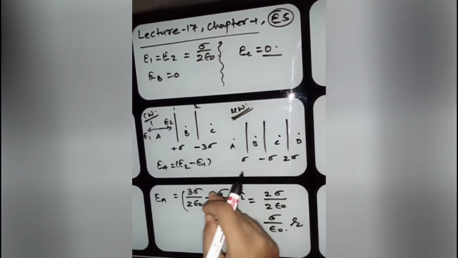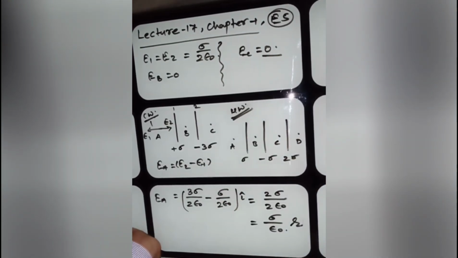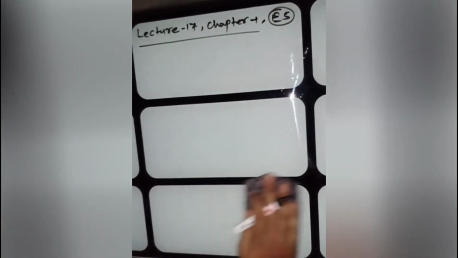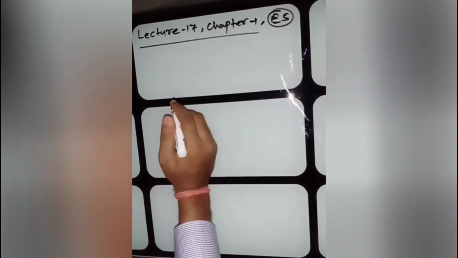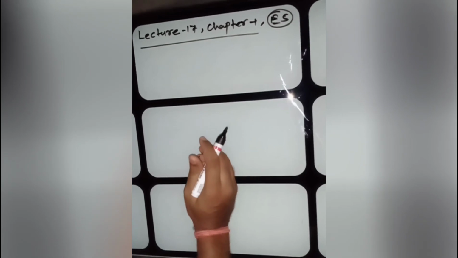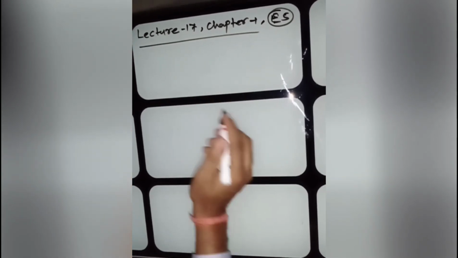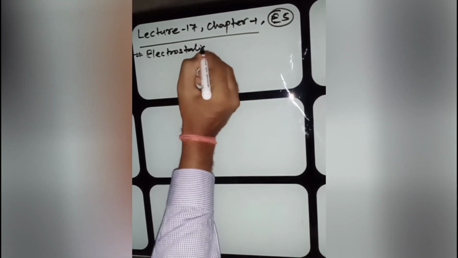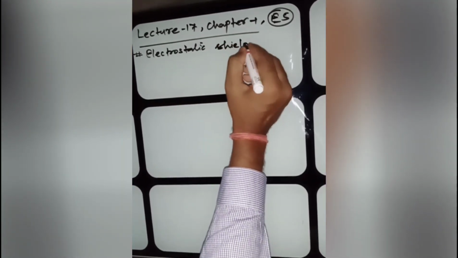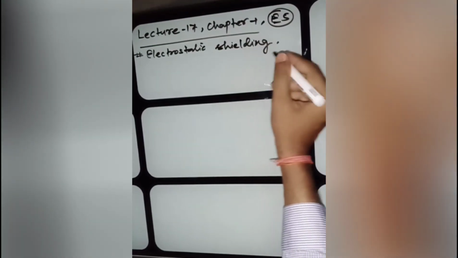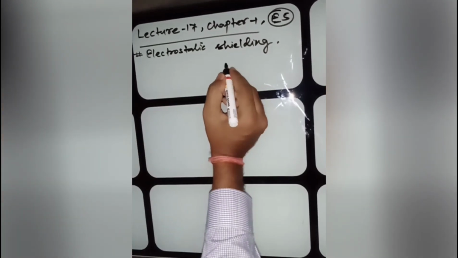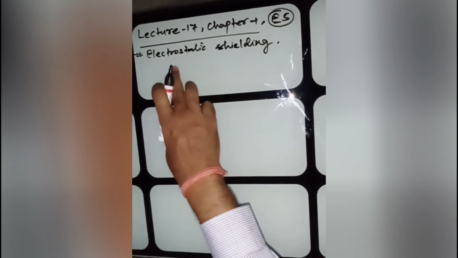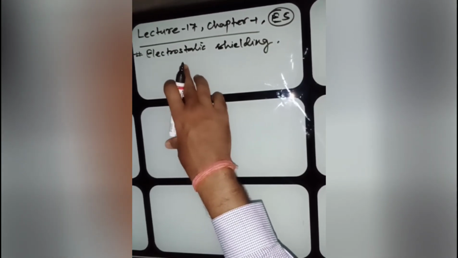Okay, students, now the next topic we are moving to is electrostatic shielding. Shielding means protection, and electrostatic shielding means you are protecting something from the electrostatic field or the electric field.